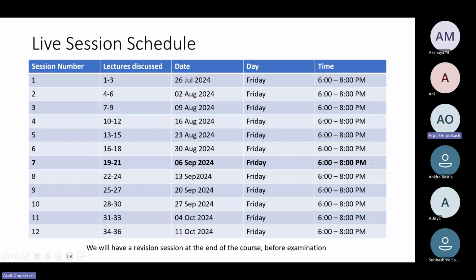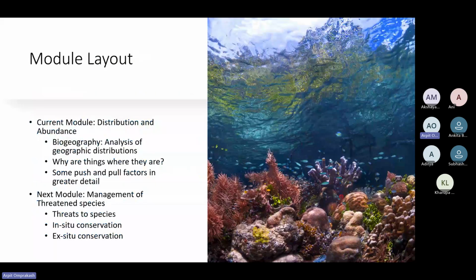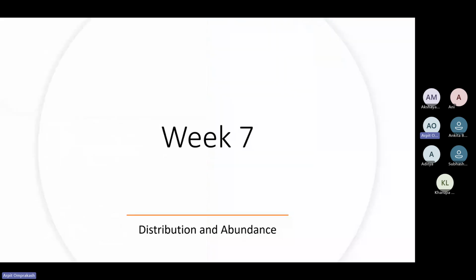So today is the 7th session, and we'll discuss lectures 19 to 21. Here are the important links as always. Today we'll discuss the module distribution and abundance. We look at lectures on biogeography, on why things are where they are, and we look at some push and pull factors. And in the next module, we'll look at management of threatened species. So we'll start.